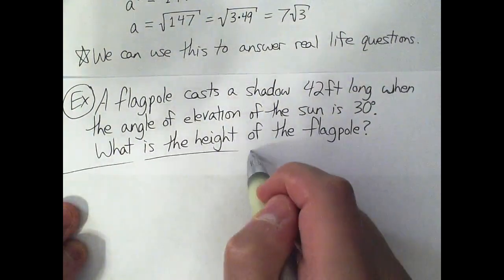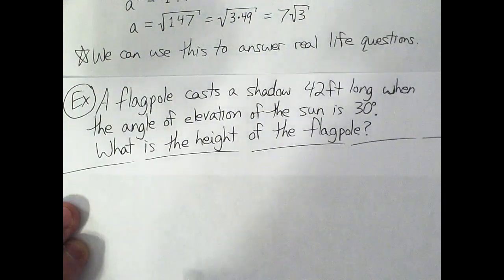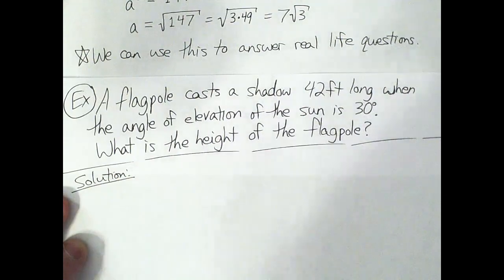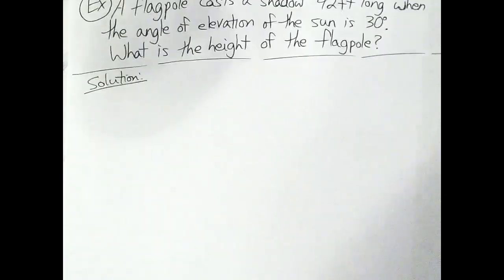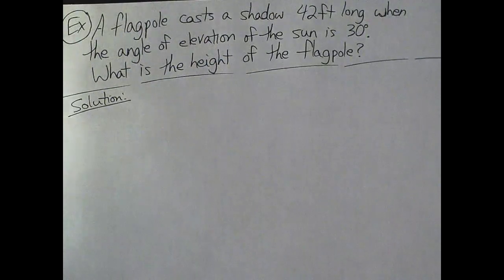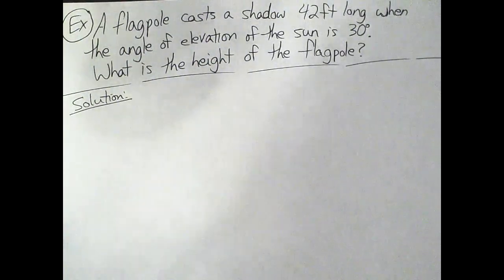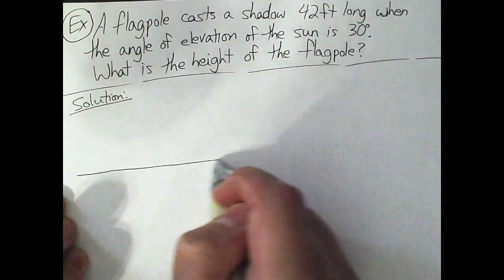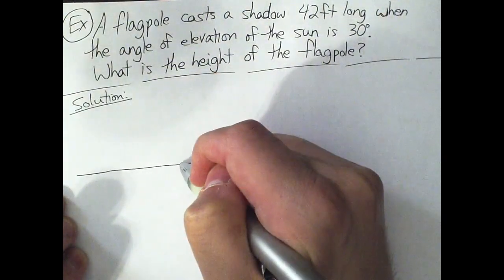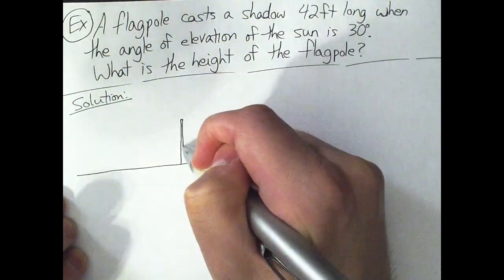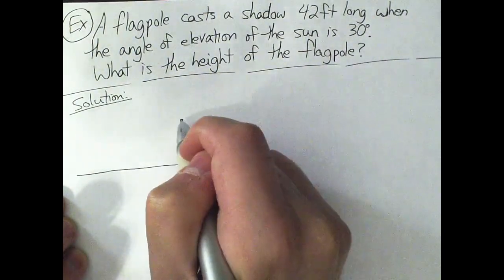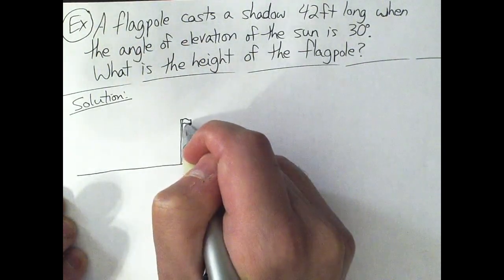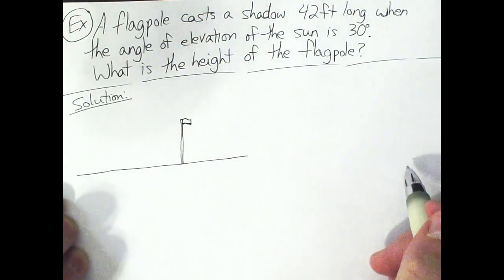So it doesn't necessarily give us a picture, but I think it's going to help if we try to draw one ourselves. And by drawing this picture, I'll be able to show you what the angle of elevation means. So let's assume that the ground is flat, and we're going to draw kind of a side view. Here's the ground, and we'll draw a flagpole. All right, so flagpole, flag at the top.